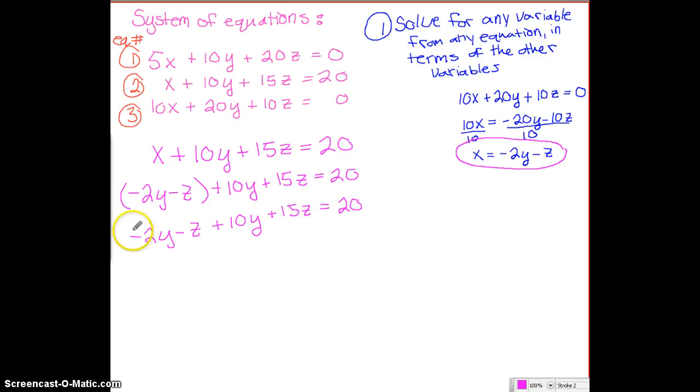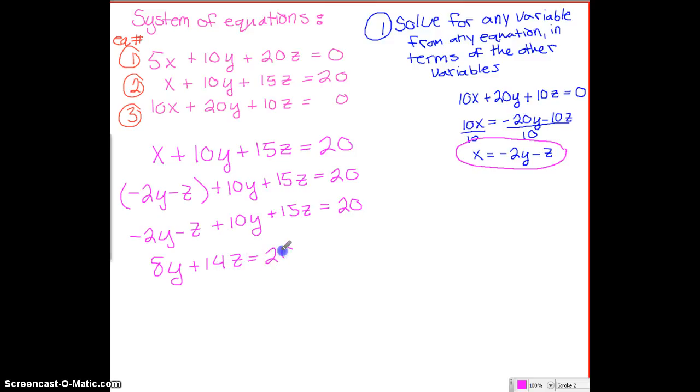In order to solve for this, we're going to need to combine like terms. And what I mean by like terms is we're going to put all the z's with the other z's and all the y's with the y's. We don't really want to mix those together. So we have negative 2y plus the 10y. That's going to leave us with 8y. And then we have negative z plus 15z, which is going to leave us with positive 14z. And that's going to be equal to 20.